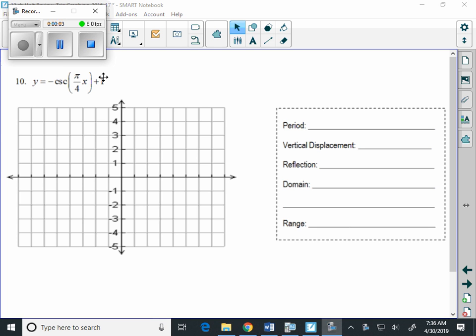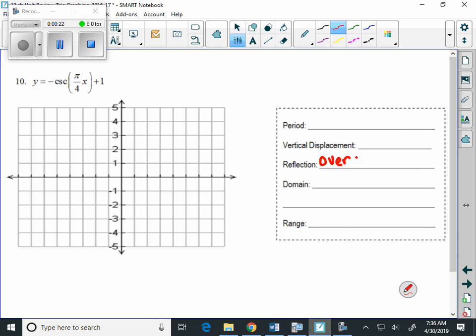Problem number 10. y equals negative cosecant of pi over 4 x plus 1. We want to graph this, and the first thing that I see in this equation is there's a negative out in front of it. And a negative out in front of it means that we're going to reflect over the x-axis. The second thing that I see is that we have plus 1 at the end, which means that we have a vertical displacement of up 1. And I don't know why I started in that order, but I should have just gone in order, but the period.